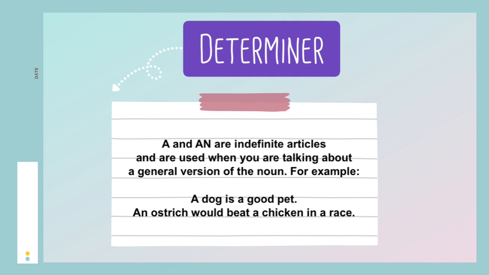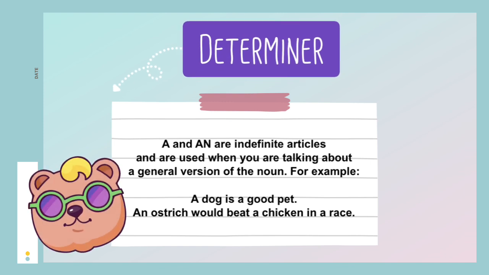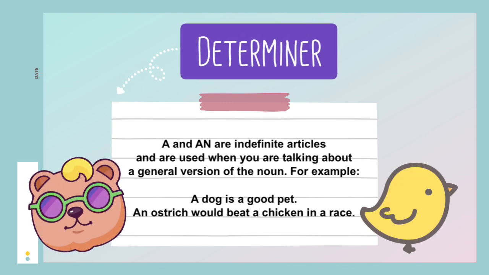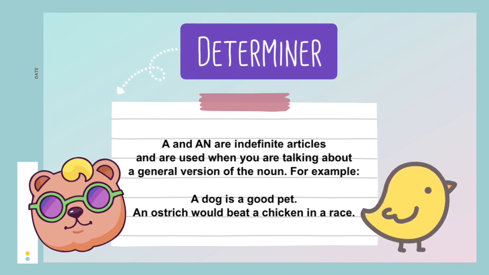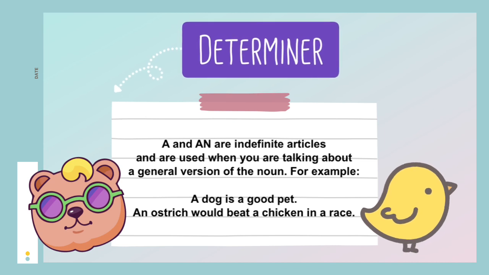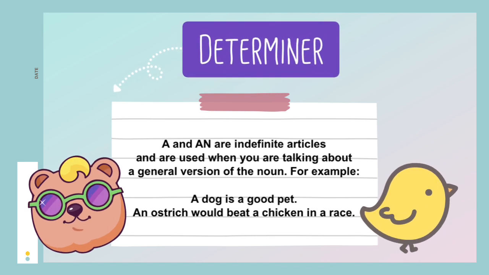Let's have the example sentences. Let's read it together. 3, 2, 1. A dog is a good pet. An ostrich would beat a chicken in a race. So basically, the first sentence tells us that any dog is a good pet. Yes, generally it tells us that all the dogs are good pets.